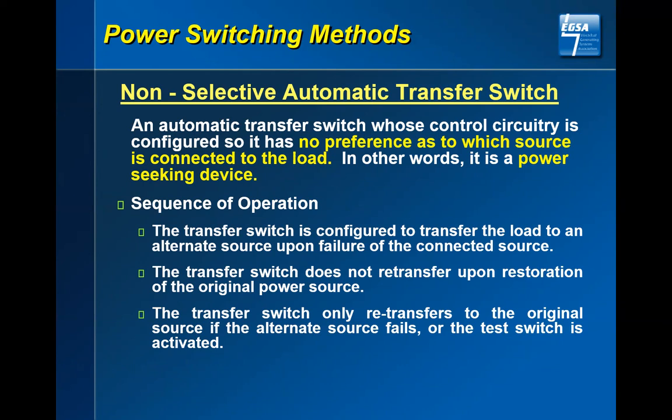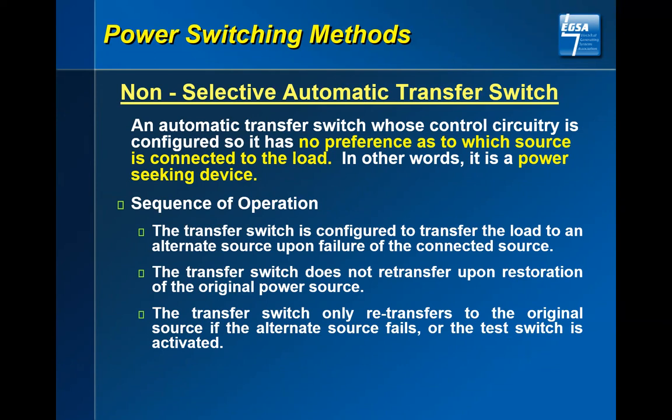Why would you have this? Many of the industrial applications may be fed by 2 motor control centers, one from the north side, one from the south side. If the normal center goes down and you transfer to the other one, I don't care. I'll just make it my primary now. I don't need to transfer back. So that may be why you might want to have a non-selective type switch in there.